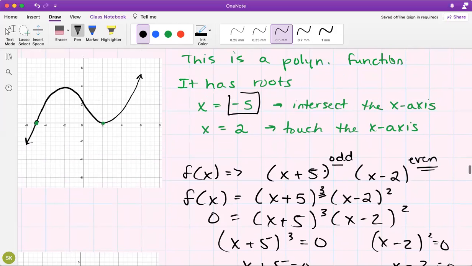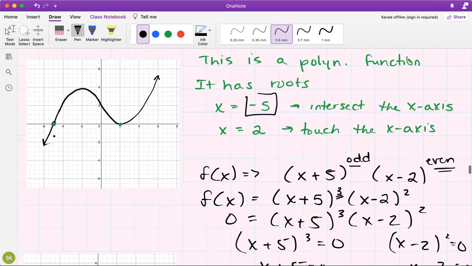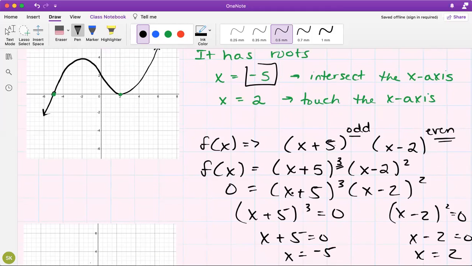And this could also be x plus 5 to the 9th times x minus 2 to the 4th, or just x plus 5 to the 1st power and x minus 2 to the 20th power. What we know is when we go through those roots, whatever the multiplicity here is, multiplicity is the degree of this factor, the highest degree of the factor that you can find. If it's odd, you go straight through, and if it's even, you just touch. I'm just trying to explain it right now, but I'll put it in a summary a little bit later.